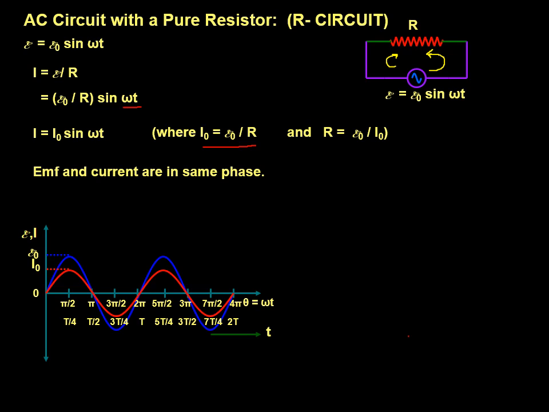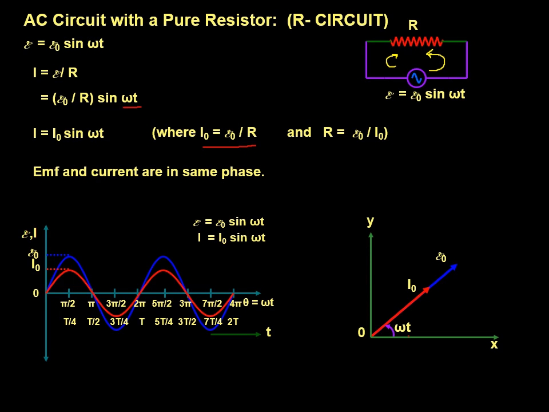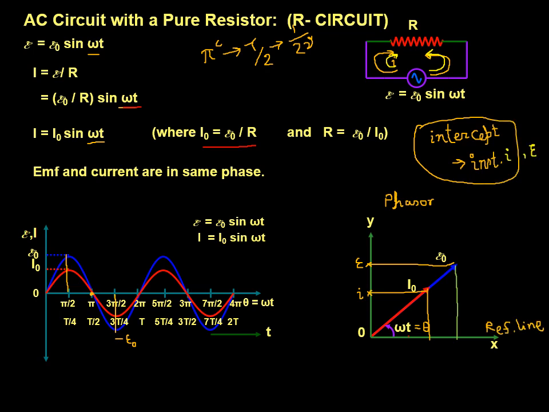So voltage and current both are at the same phase, exactly like in the AC generator. You have learned about it. And when you draw this phasor diagram, the shape of the phasor diagram would be like this. This is for E naught phasor and I naught phasor. Both have the phase angle phi equal to omega t, or phase angle theta equal to omega t.